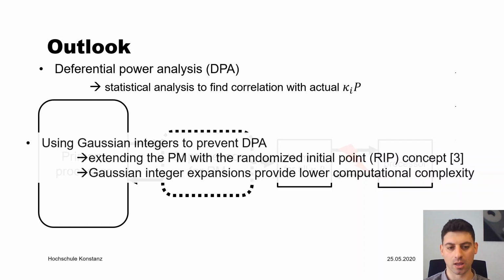So using Gaussian integers can prevent such an attack, but the point multiplication has to be extended with the randomized initial point concept from Hedabou. This increases the memory requirements for Gaussian integers, but the calculation complexity is still reduced compared with other integers.